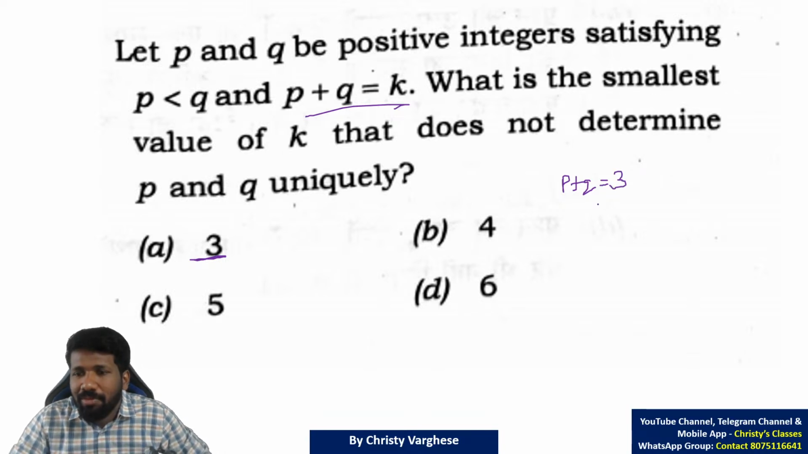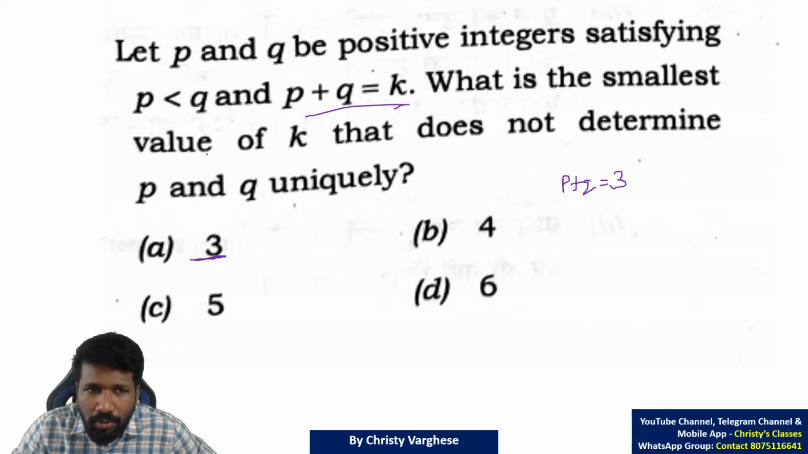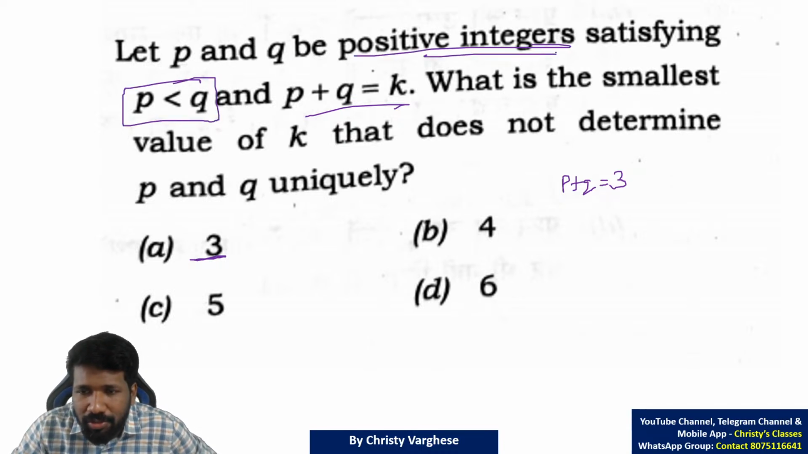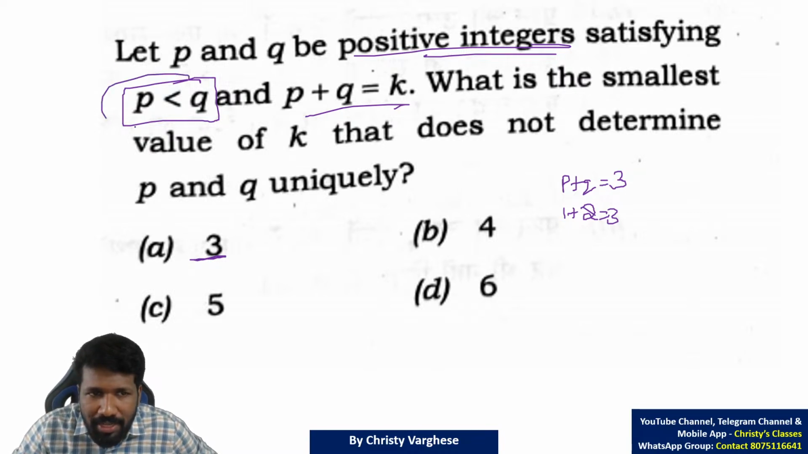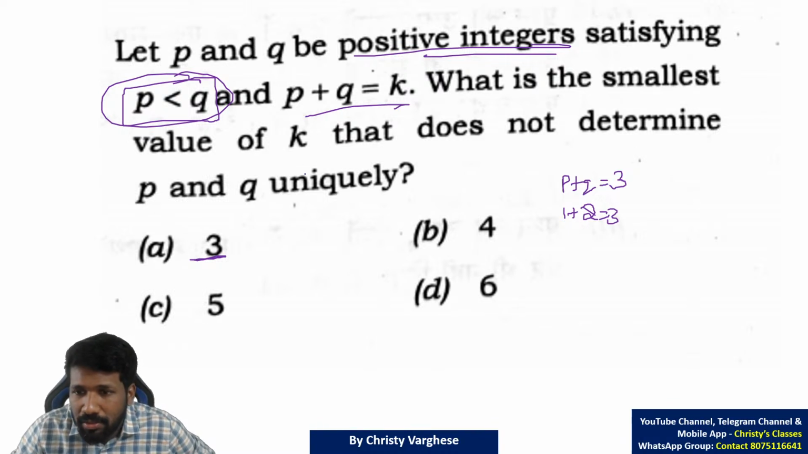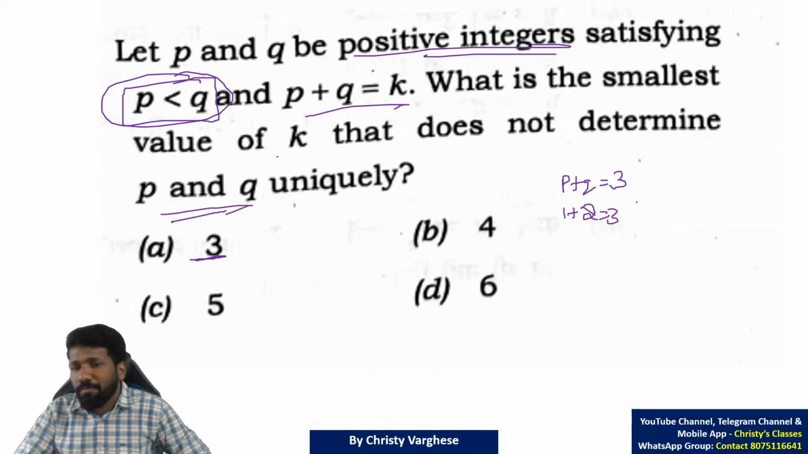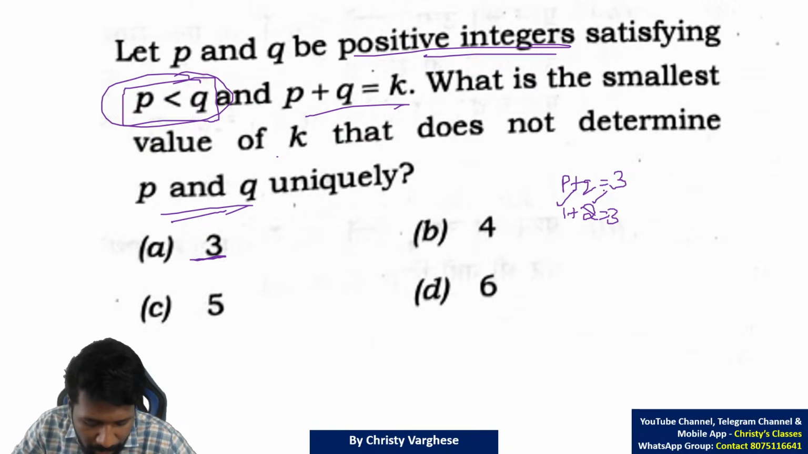P plus Q being 3, what all can be P and Q? It is also mentioned P should be less than Q, and P and Q are positive integers. Negative is not possible. Fraction is not possible. That makes it easy, because 1 plus 2 is the only possibility. 1 plus 2 being 3 is the only possibility for P less than Q. 2 plus 1 means P is greater than Q, which is not possible. That means you can uniquely determine the value of P and Q, because there is only one possibility, 1, 2. Now what about B?